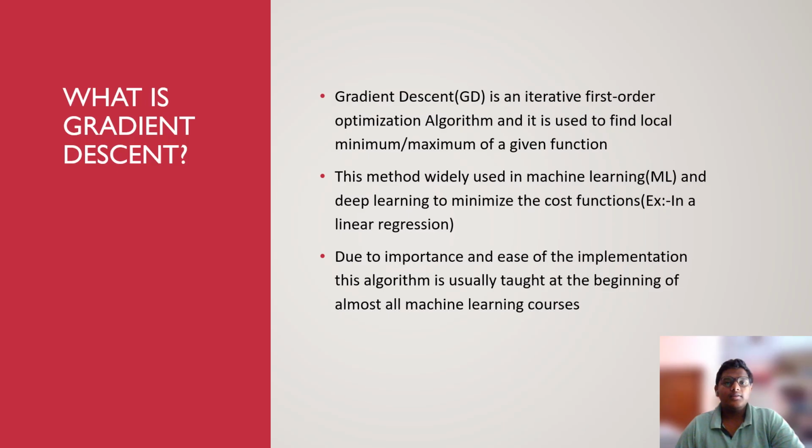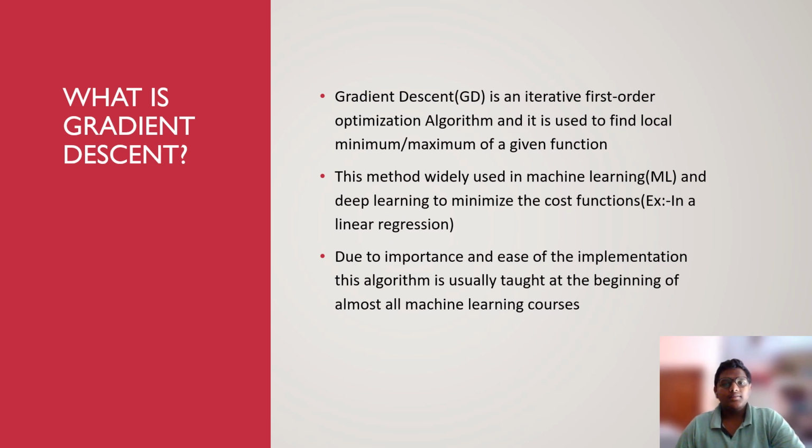So what is gradient descent? As we know, gradient descent is an iterative first order optimization algorithm, and it is used to find local minima of a given function. It is a very popular optimizer. This method is widely used in machine learning and deep learning algorithms to minimize the cost functions.